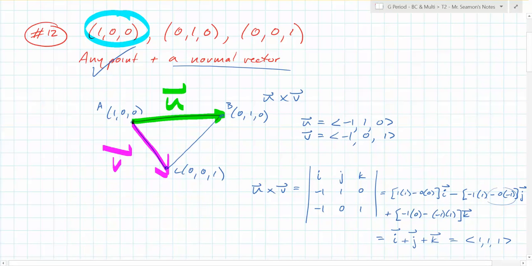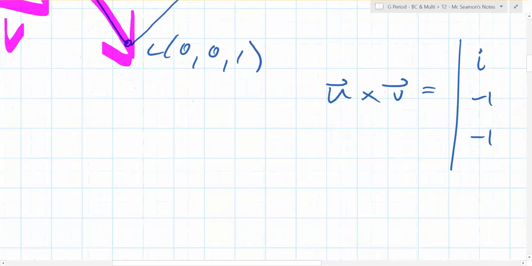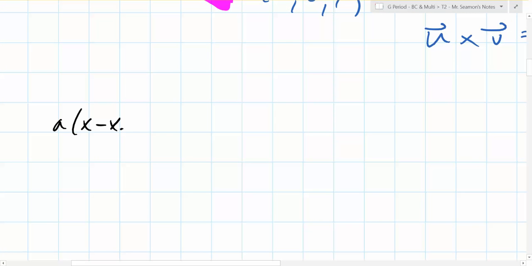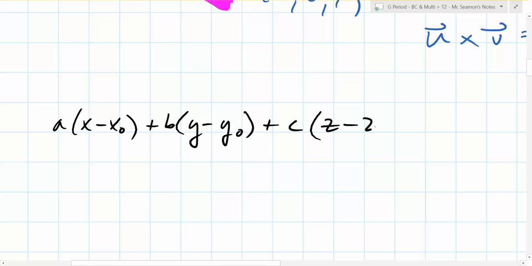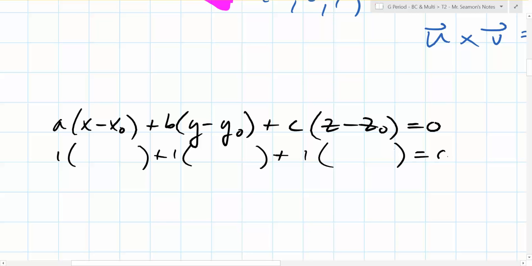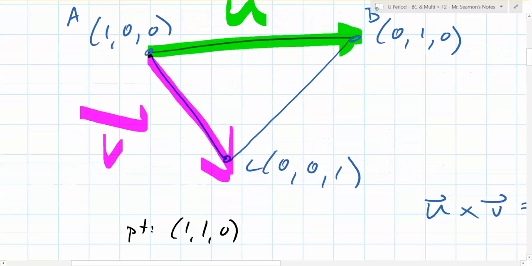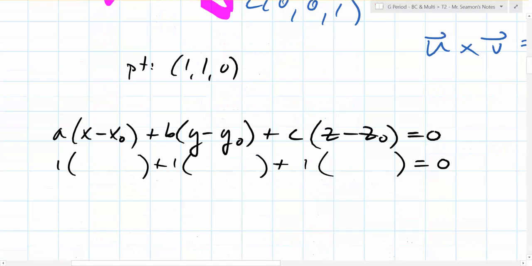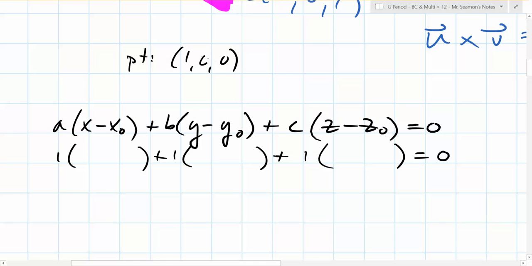Let's use this point. What was that equation? Do you remember the general equation? A times x minus x sub 0, plus b times y minus y sub 0, plus c times z minus z sub 0, equals 0. So our normal vector was 1, 1, 1, right? And what was our point? 1, 1, 0? No, it was 1, 0, 0. We said 1, 0, 0, yeah, okay. I think it was 1, 0, 0. So what do we have here? x minus 1, y minus 0, z minus 0.